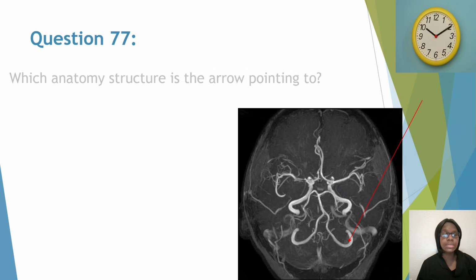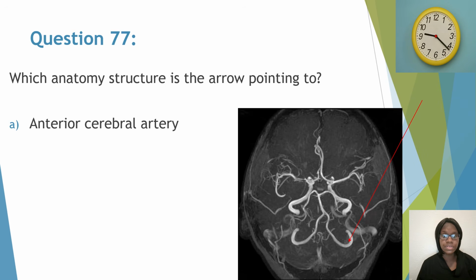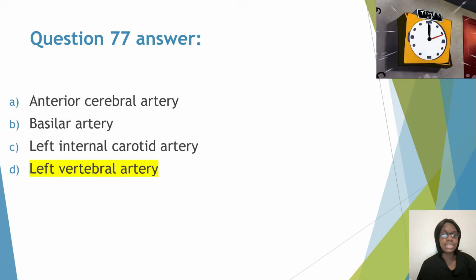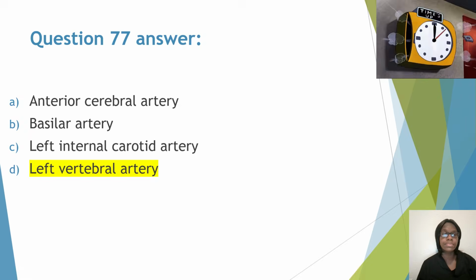Question 77. Which anatomy structure is the arrow pointing to? A, anterior cerebral artery, B, basilar artery, C, left internal carotid artery, D, left vertebral artery. All right, the correct answer is D, left vertebral artery.